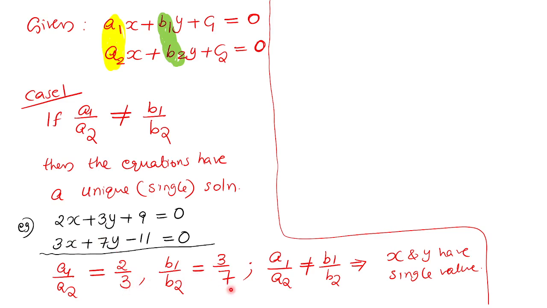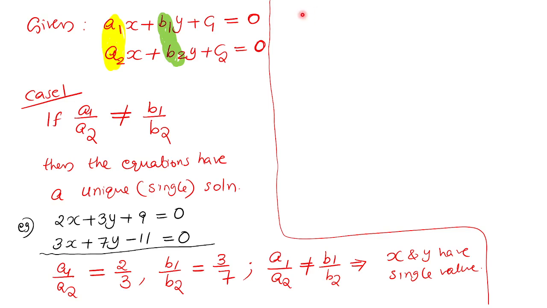The first ratio and second ratio, they are different. It's very clear, 2 by 3 and 3 by 7 have different values. So I can say that a1 by a2 not equal to b1 by b2. First ratio not equal to the second ratio. So what is our conclusion? If we solve it, x will have a single solution and y will have a single solution. That much we can say. And if you want the exact values of x and y, you have to use substitution method or elimination method. We studied that already.